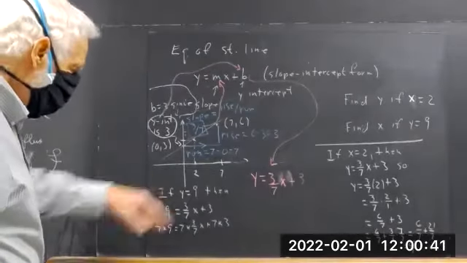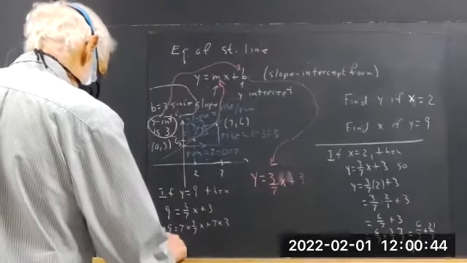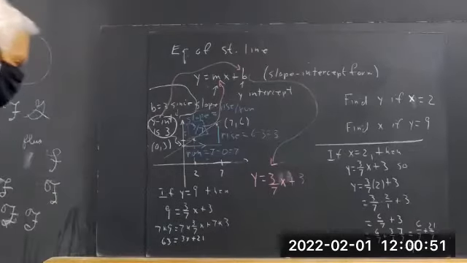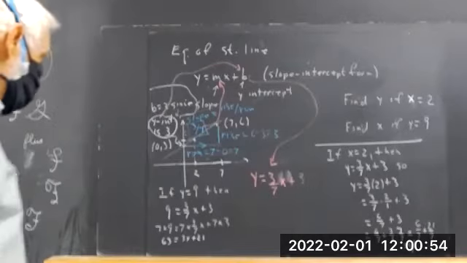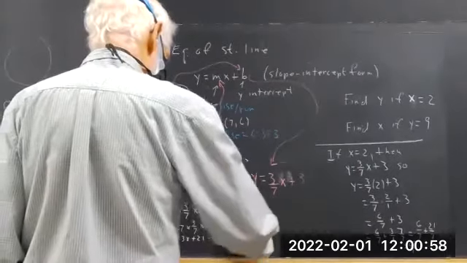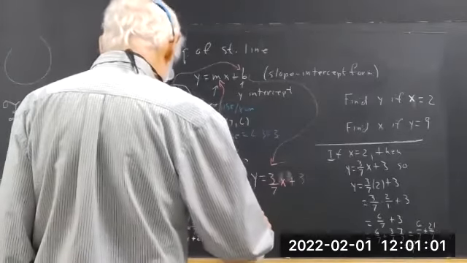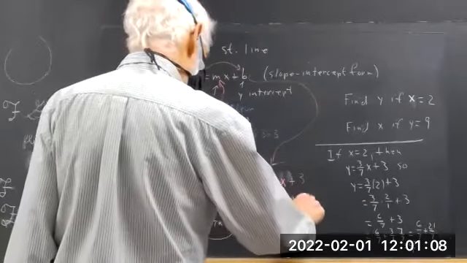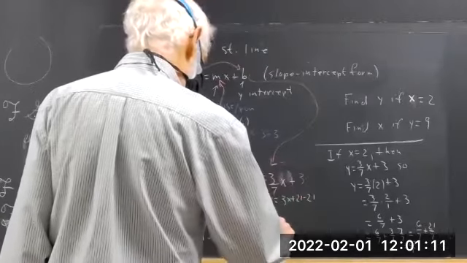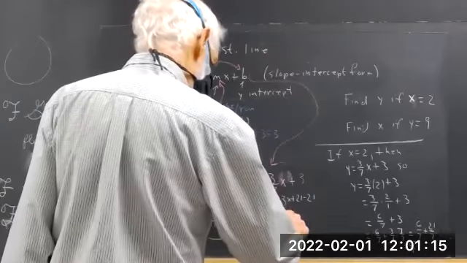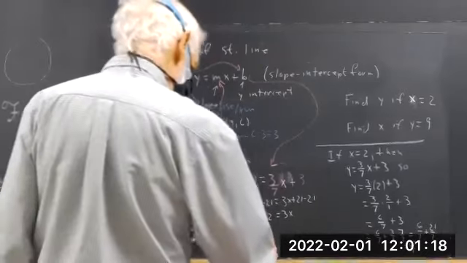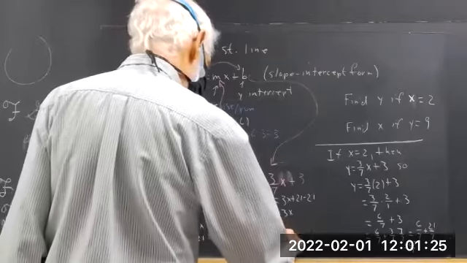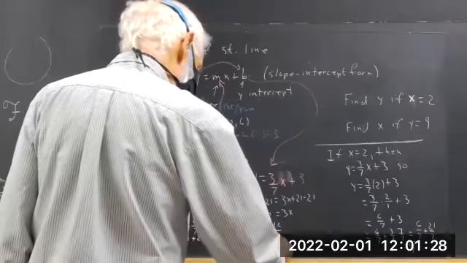And multiply this, and this by 7. And we get 63 equals 3x plus 21. So that 63 minus 21 equals 3x plus 21 minus 21. Meaning that 42 equals 3x. We divide both sides by 3. And we find that x is 14.